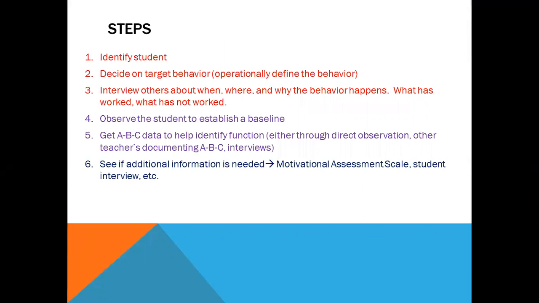The steps you're going to be going through, at least for this first piece of the assignment, are these. The ones in red are things that hopefully you've already done or are working on. The purple ones should really be done within the next 2 weeks. And this last one is just an as-needed thing. So identify the student, decide on the target behavior, so operationally defining the behavior, coming up with a really specific targeted definition for what behavior you're focusing on.